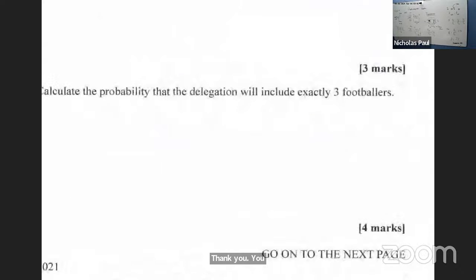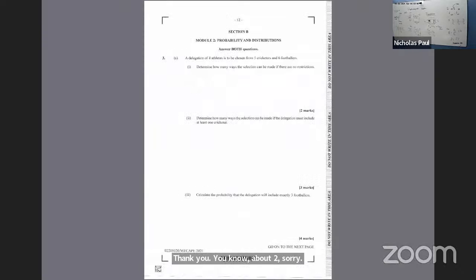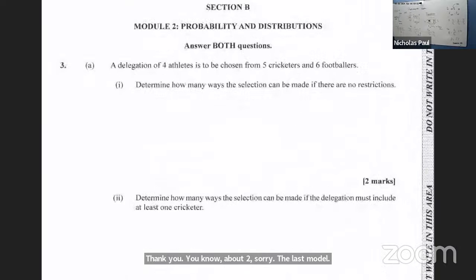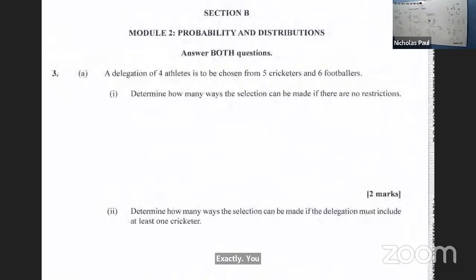The last part two, sorry. The last part two. The part one, two, and three. Right? I'm going to do part three: calculate the probability that a delegation will include exactly three footballers. Exactly three. Let's check it out now.